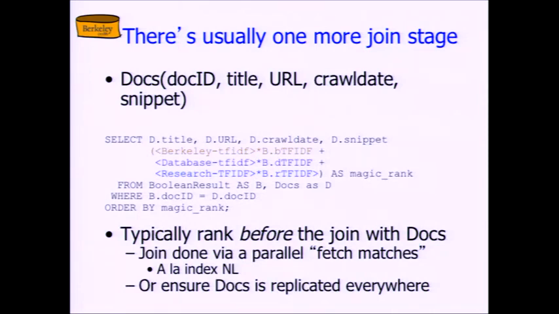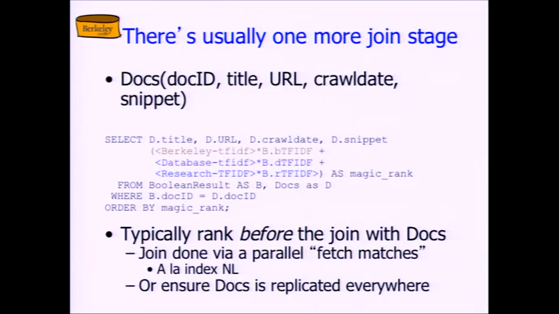If you did a sort merge join, you'd have to sort the docs table first, which would be terrible, right? So you want a streaming join algorithm like index nested loops here that can lazily evaluate more answers as the user paginates through the answer set. Make sense? Okay. So you rank before the join with docs, and then the join with docs is essentially an index nested loops join.